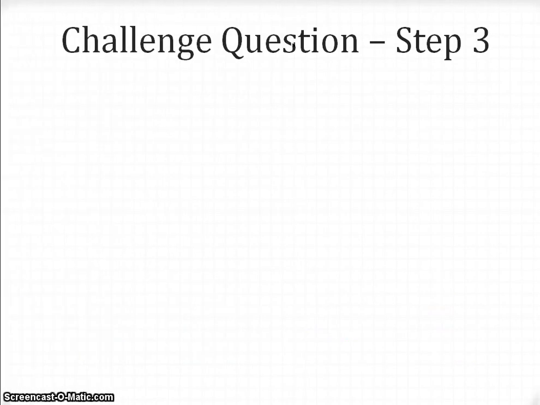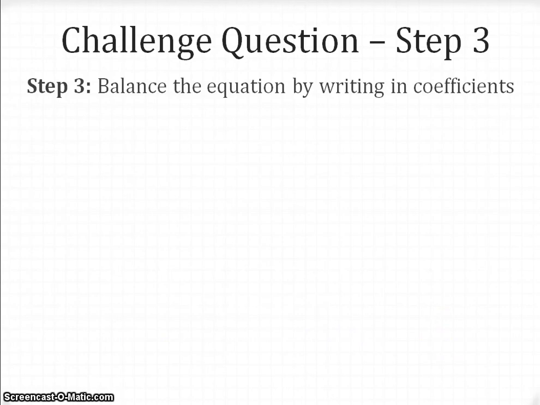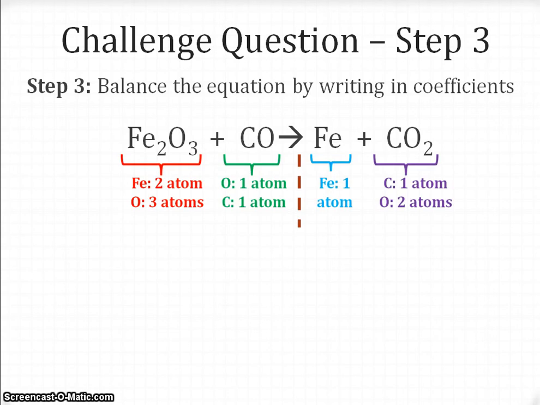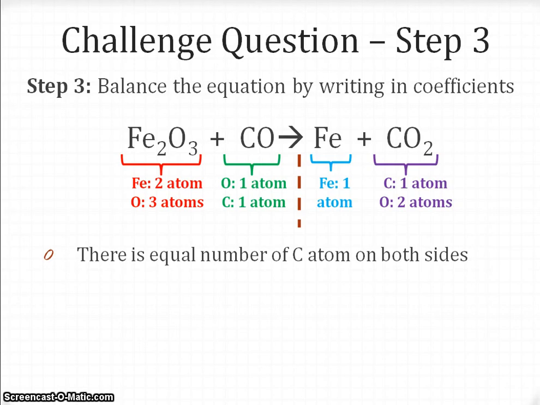Now for step 3. We need to add in coefficients in order to balance the equation. This is the equation that we obtain at the end of step 2. From here, we can actually see that there is 1 carbon atom on both sides of the equation. So, we shall move on to the next element, iron.